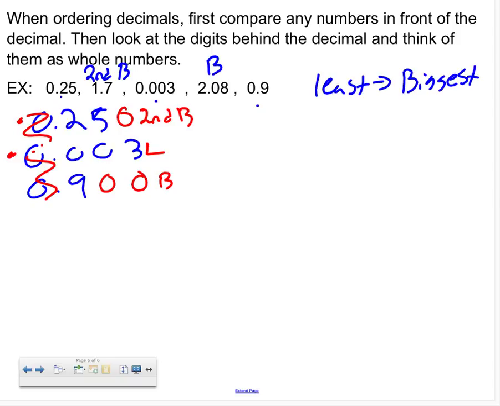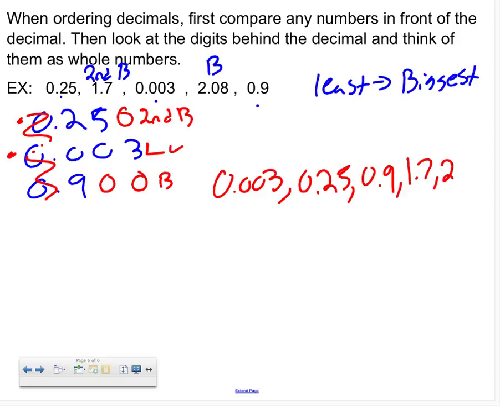So when I go to order this, my first number is going to be the 0.003. That's the smallest. Of the 0 points, 0.25 was the next up. Then 0.9. And then I have my two bigger decimals, the 1.7 and the 2.08. So again, the whole idea is to make sure the back end of the decimals all have the same number of digits. If they don't, then slap on some zeros at the end until they become the same number of digits, and then go ahead and compare them from there.